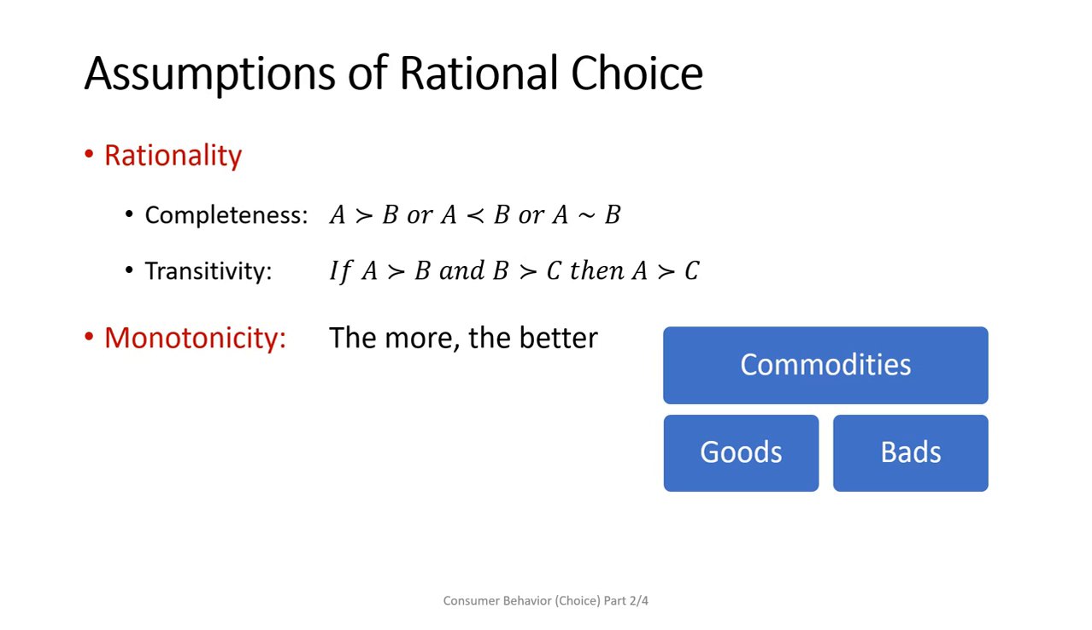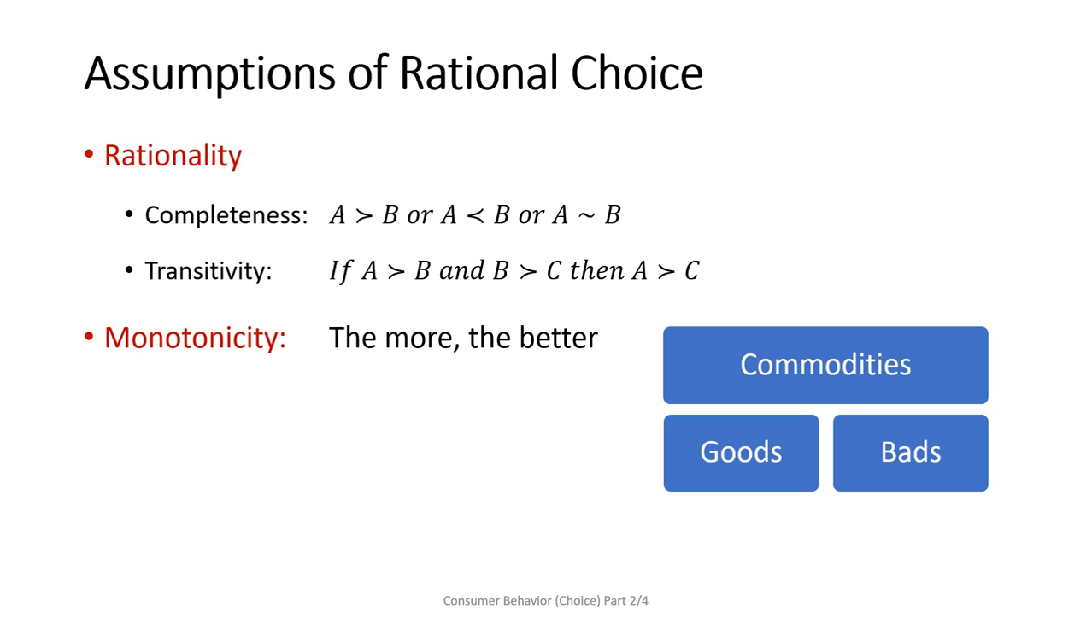However, there is another category of commodities which we do not like in larger quantities. Instead, smaller quantities are preferred. For example, pollution. A smaller quantity of pollution will be preferred over a larger quantity of pollution. Therefore, by the monotonicity assumption, we exclude bads from our bundles.